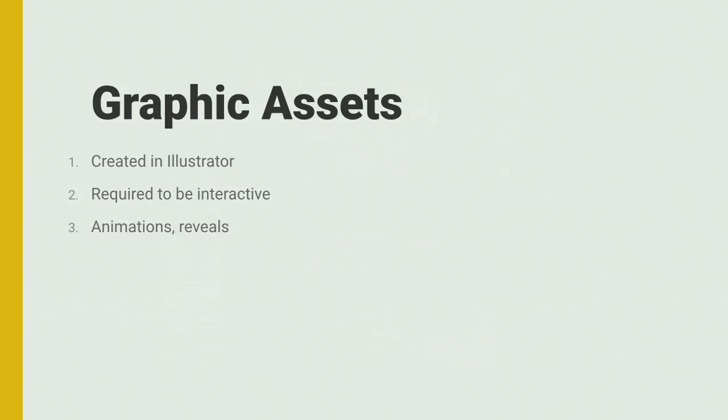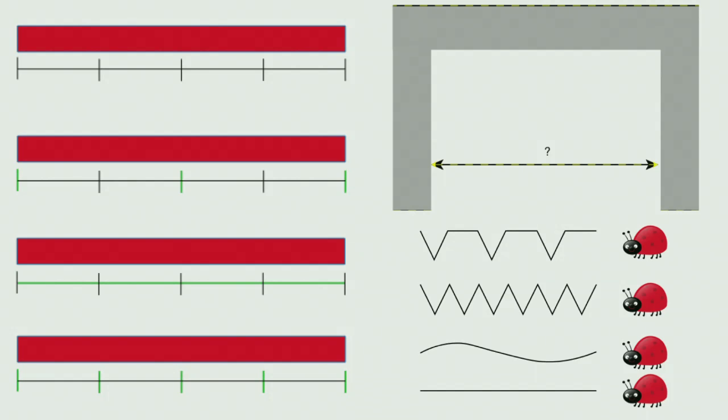The graphic assets themselves were created by their department, so we didn't have any control over these, which was another challenge. They were required to be interactive as well. And so they would include animations, reveals, highlighting. As the script was read, some parts of these graphics would need to be highlighted, maybe an arrow would need to flash, maybe a path would need to be traced to show what they were supposed to be paying attention to.